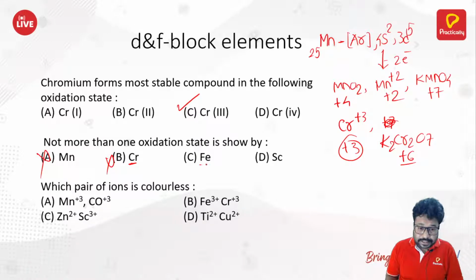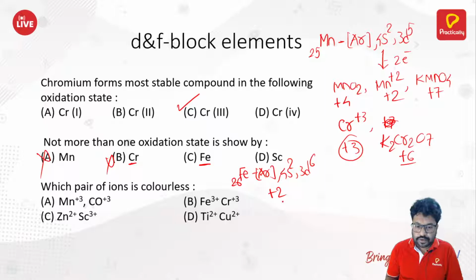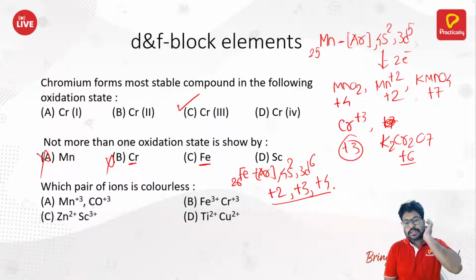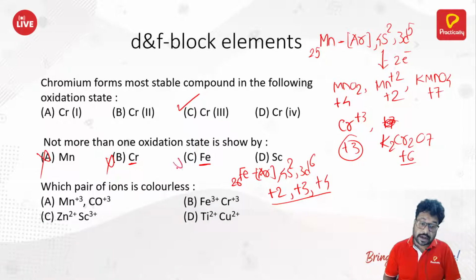What is the oxidation state of iron? Iron has atomic number 26, with electronic configuration argon 4s2 3d6. We all know that iron can exist in +2, it can exist in +3, and it can exist in +4. So iron can show three oxidation states, so iron can't be our answer.